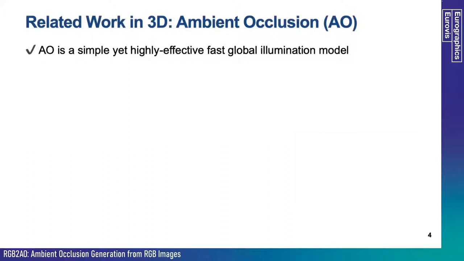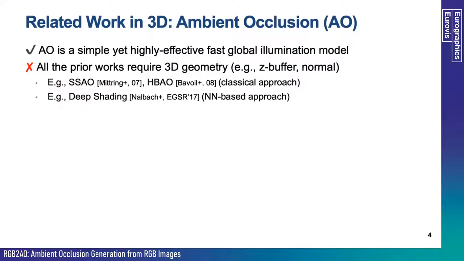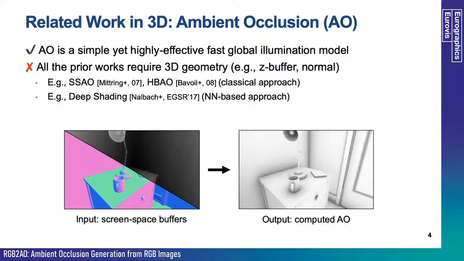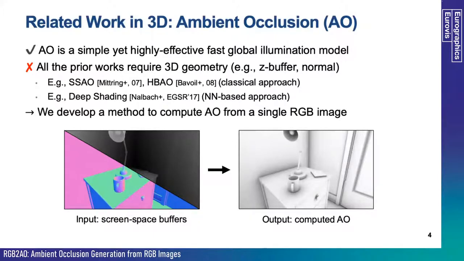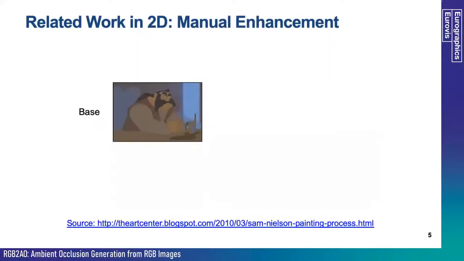AO has been a simple yet effective global illumination model for real-time rendering and is implemented in a lot of commercial software. However, all the prior works require accurate 3D geometry information, such as a depth buffer, and thus are not suitable for our setting. In contrast, we want to compute AO from a single RGB image input. Here, we briefly review several related works.